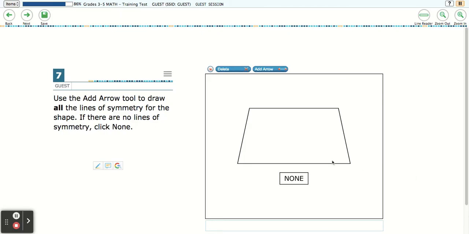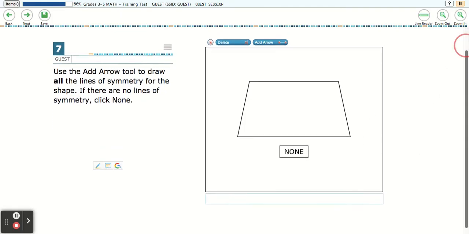Okay. On this one, it asks you to add the arrow tool to draw all the lines of symmetry. So here you see a little toolbar and it says add an arrow. So we're going to use that. A lot of you may be looking at this word symmetry and going, I don't know what that means. If you don't know what something means, make your best guess. So I'm going to click add arrow and it says select 2 points to connect with the double arrow. So if I click here and here, it's going to make my arrow like that.